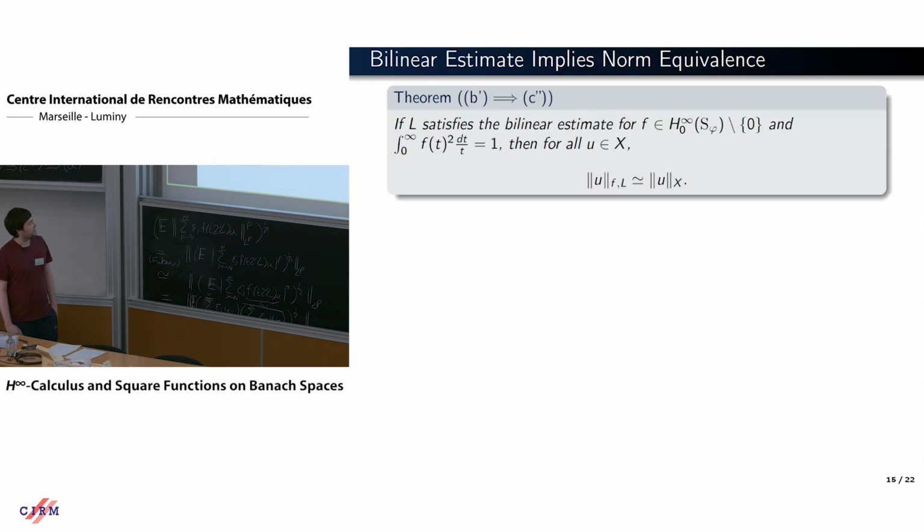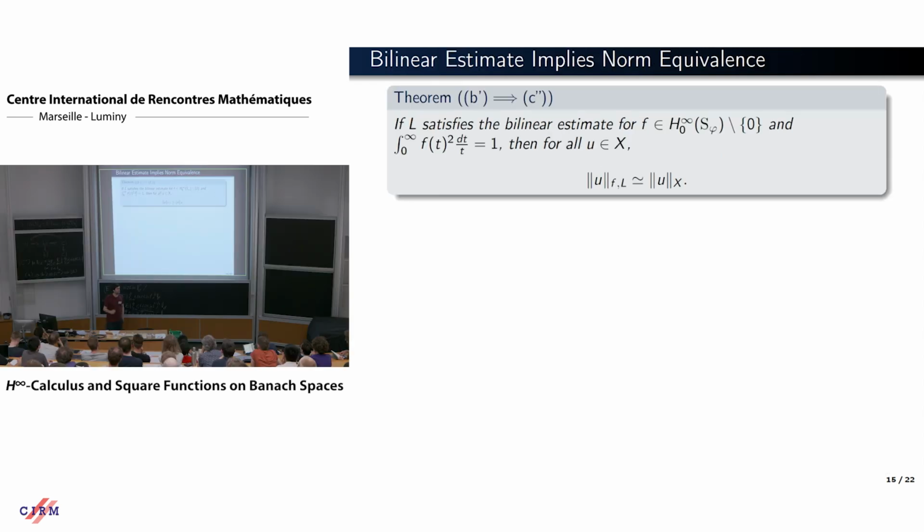So that was the first implication. Now the second one: that the bilinear estimate implies equivalence of the norm with the square function norm. I'm also going to assume one technical condition on the f we're choosing for our square function norm. Feel free to ignore that condition completely. I'm only using it because it gives a nice short proof.